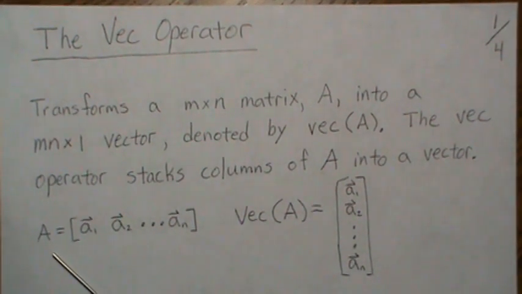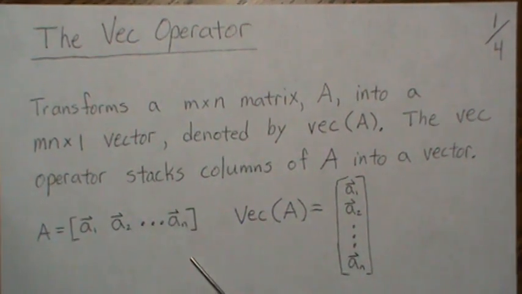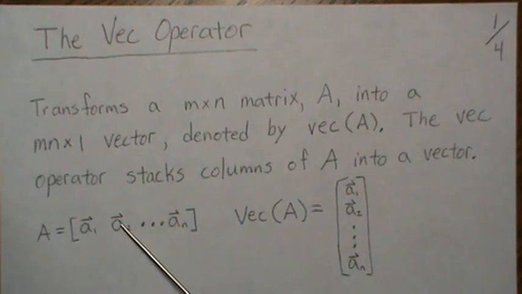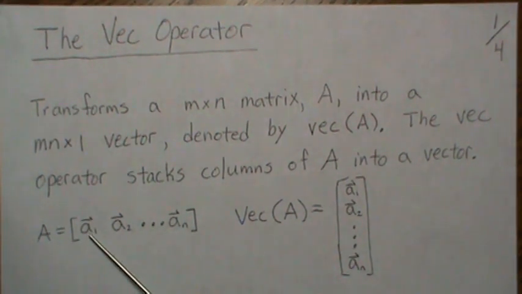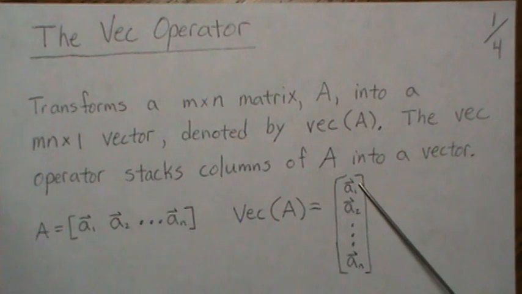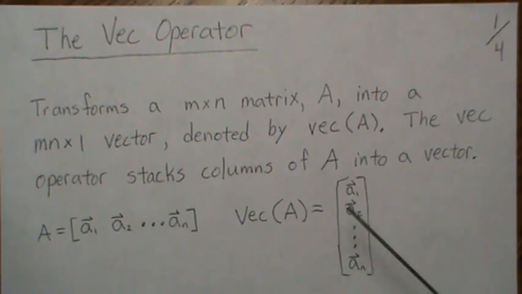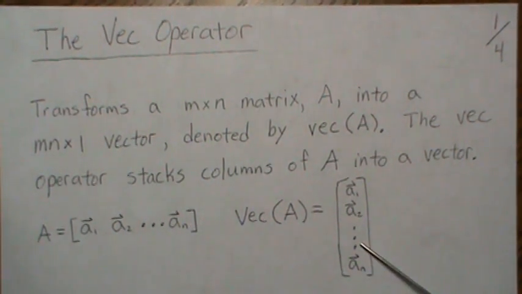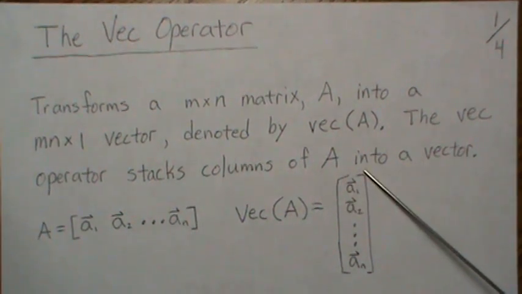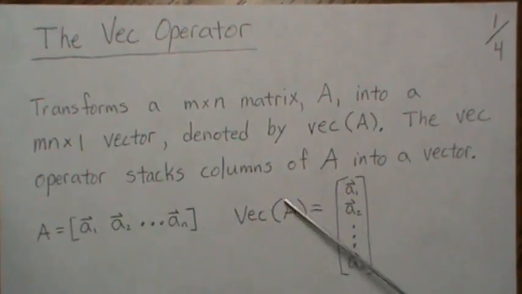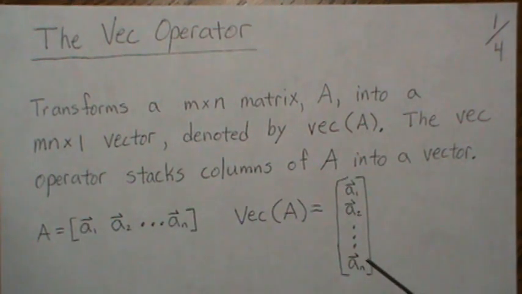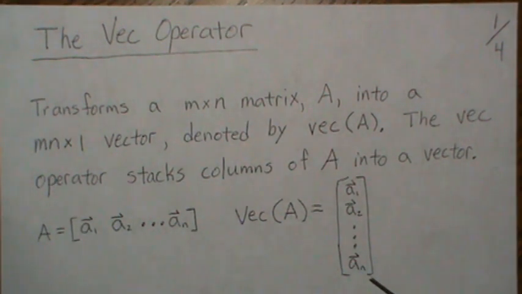So if this is our matrix A and these are the columns of A, then what it does is one at a time it takes this column, puts it in a vector, takes the next column, puts it under it, and does it for every column of A, stacking them on top of each other into an M times N vector. And now in some of the theorems, proofs and examples I'm doing, this is coming up.